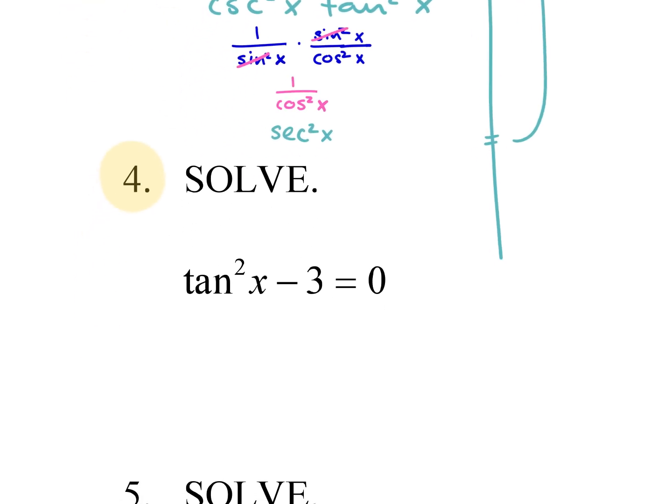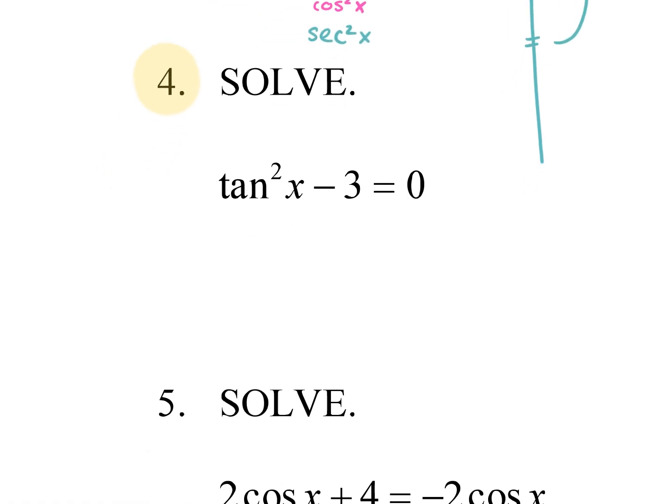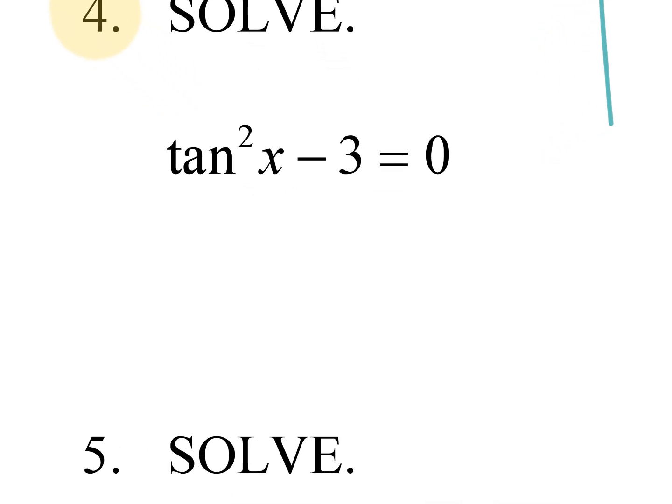Next, let's look at number 4. So we're going to solve here. So make sure you pay attention to the directions between verifying and solving. Solve, we want to find what x equals. So we have to get our trig function all by itself. What should I do first here? Add 3. So tangent squared x equals 3. What should we do next?